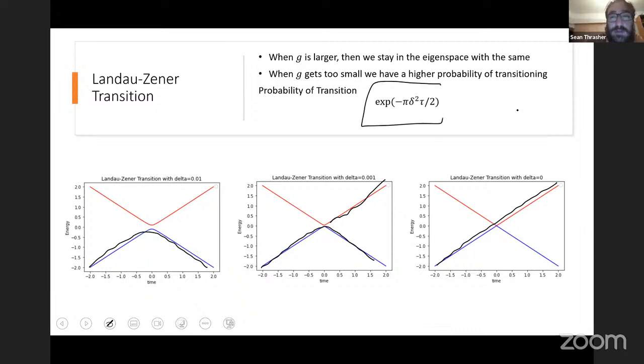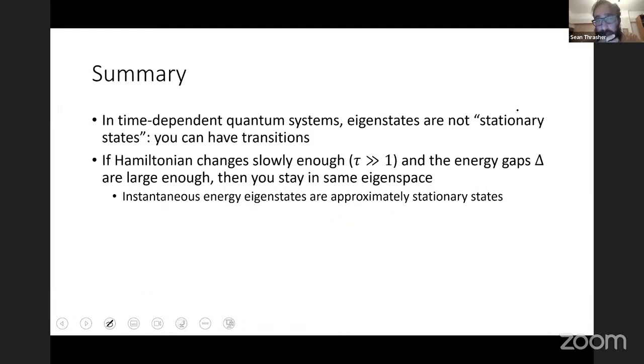And it's possible to derive exactly what this probability is. Okay, so just to summarize, if you have a time-dependent quantum system, you can have transitions occurring, and if the Hamiltonian changes slowly and the energy gaps are large enough, then you stay in the same eigenspace.